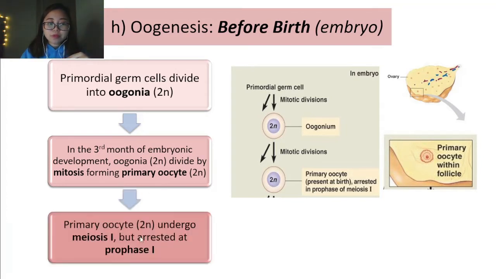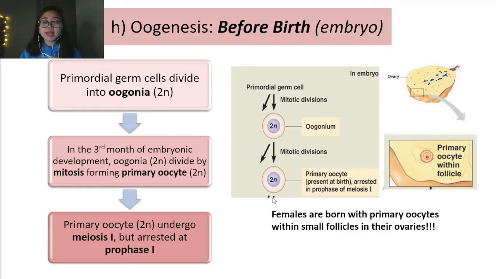And then this primary oocyte, which is still diploid, will undergo meiosis 1 but arrested at prophase 1. So dia akan start meiosis 1 tapi berhenti di prophase 1. That means all females are born with the primary oocytes within small follicles in their ovaries. Masa kita lahir, kita sudah ada banyak primary oocyte dalam follicle dalam ovary kita. Lahir saja, we already have limited number of oocytes and follicles.